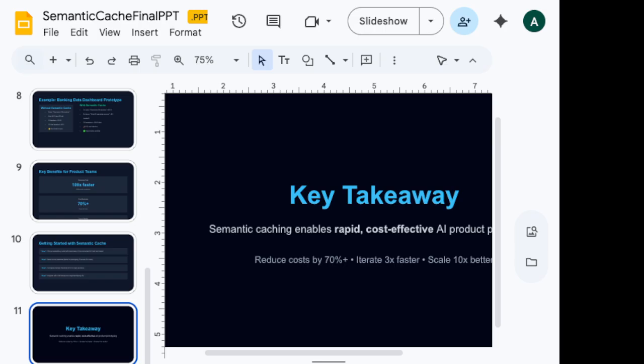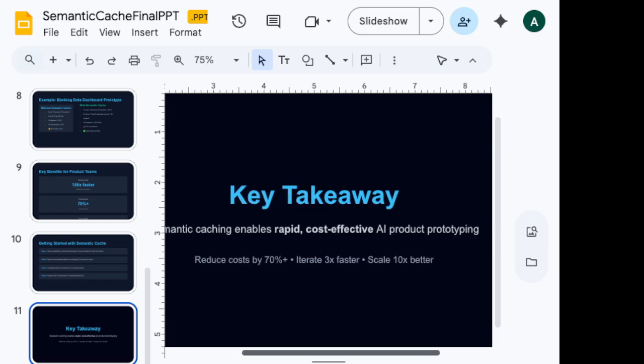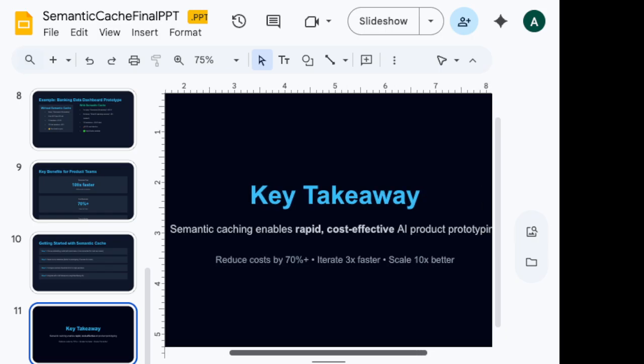Before we wrap up, let me go over the key takeaways from this talk. Semantic caching enables rapid, cost-effective AI product prototyping, reduces cost by 70%, and iteration becomes 3 times faster because we are not making any API call yet again, and scalability turns out to be 10 times what we do traditionally. So these are the primary key takeaways.